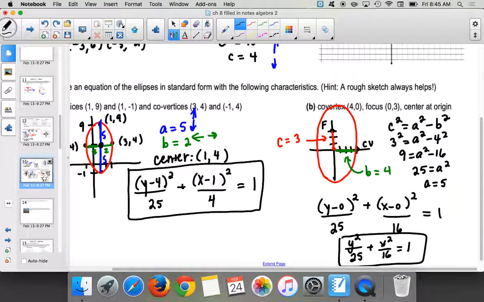The 0, 0 comes from the center. The center right here was on the origin at 0, 0. That's where that came from. All right, are these making sense? You guys like the ellipse equations?